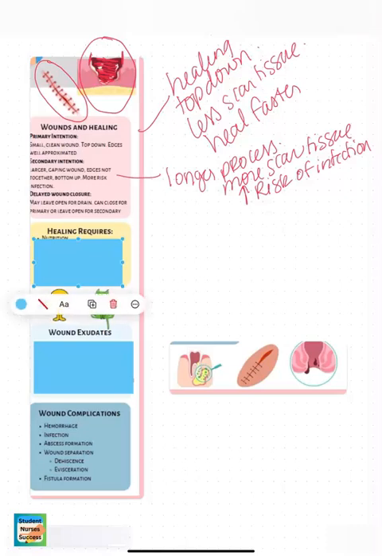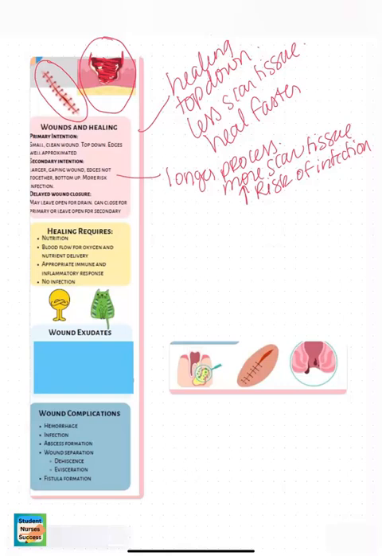Now, healing requires several things. It requires proper nutrition. We have to make sure that we have enough nutrients. So, if your person is malnourished, they're not going to heal well. They're going to slow down their healing. We need proper blood flow to make sure oxygen and nutrients can get delivered to the site. We need an appropriate immune response, not too much. You don't want chronic inflammation. And we don't want infection. Infection is going to slow down the healing process. So healing requires all of these things. And we also know that as we get older, healing slows.